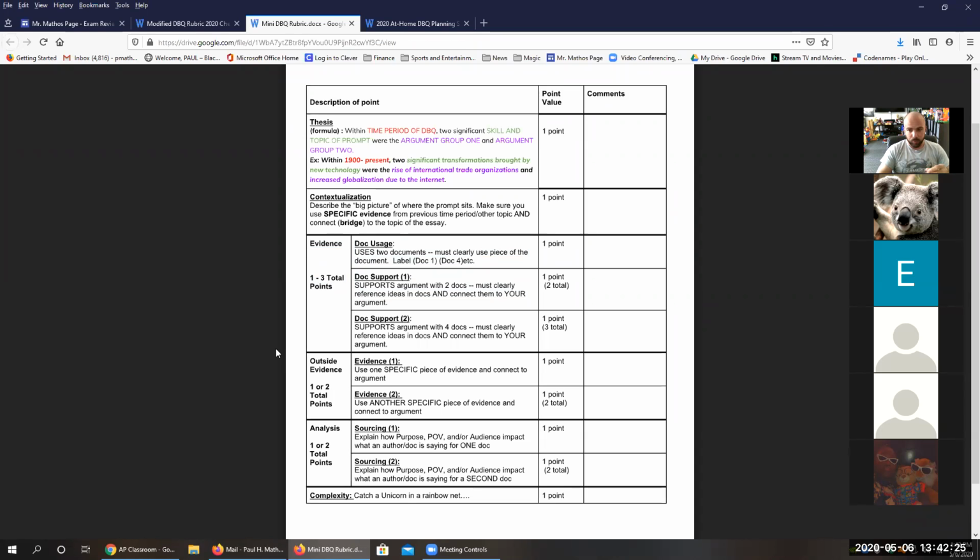What do you mean? Kind of like the easier ones to get in a while. Like just have to support 2 docs and it's already 2 points ahead. Yeah, you just use 2 documents, you get 1 point, and if you support both of them and connect them to your argument, you get another point.